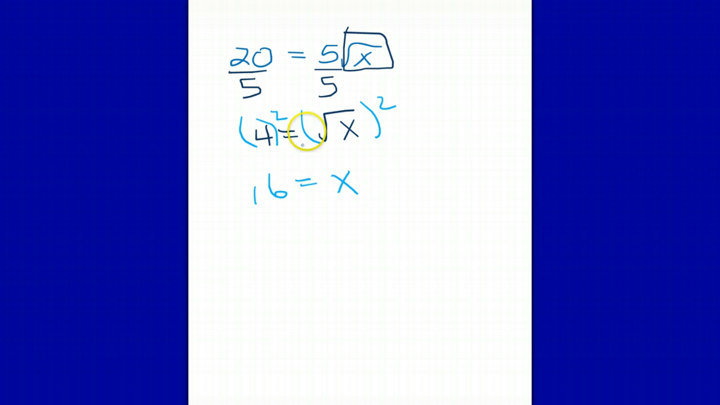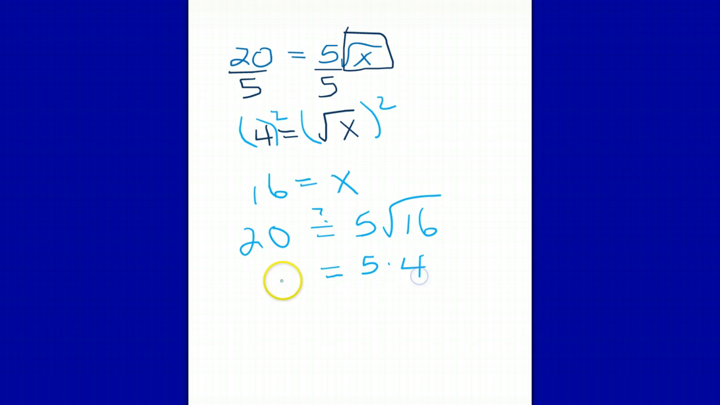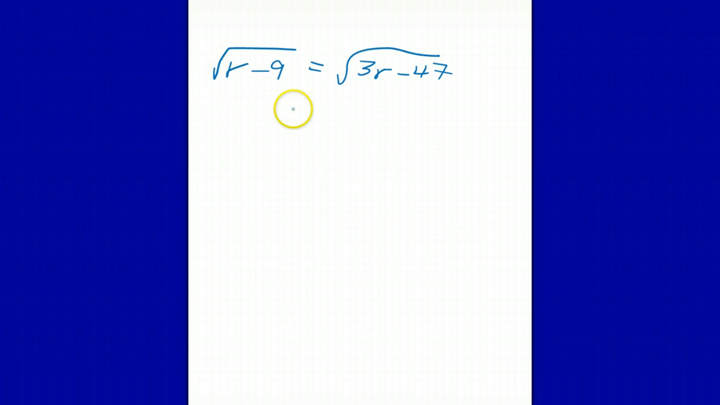So we're going to put 16 in there, see if 20 is equal to 5 times the square root of 16. Alright, and 5 times the square root of 16 is 4, and that does equal 20, so that's a check. This is one of my answers. Remember that when you do these equations, sometimes you can get answers that are not going to work, which are called extraneous, and I'll spell that once I get to it.